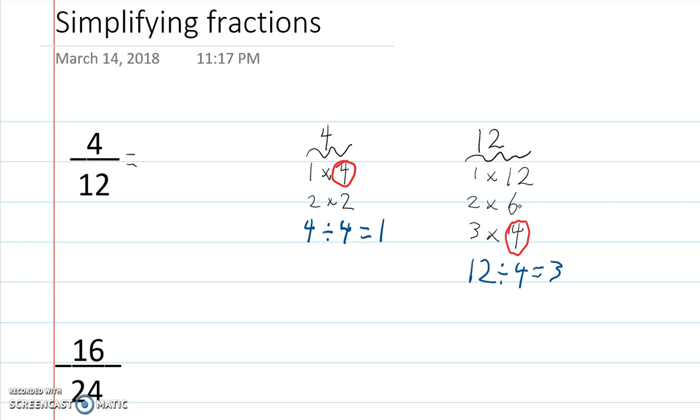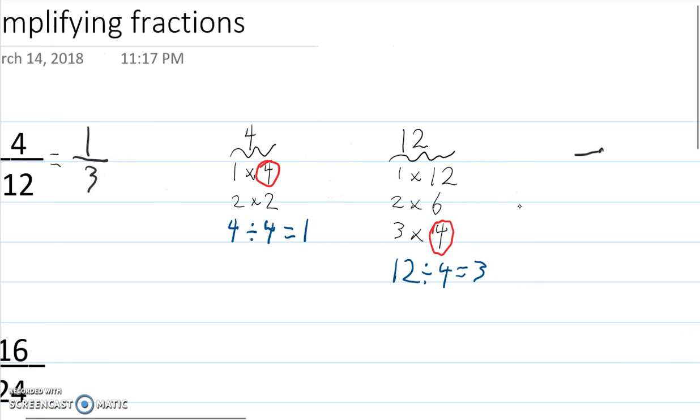So 1 and 3. So now we look over here, and since we had the 4 on top before, we're going to put the number that we got from 4 on top. So 1 over, and now we're going to put the number that we got from the 12, this 3, on the bottom. So 4 twelfths equals 1/3. And this method will work every time for every fraction, assuming that you actually checked all of these multiplication options and found them all out.